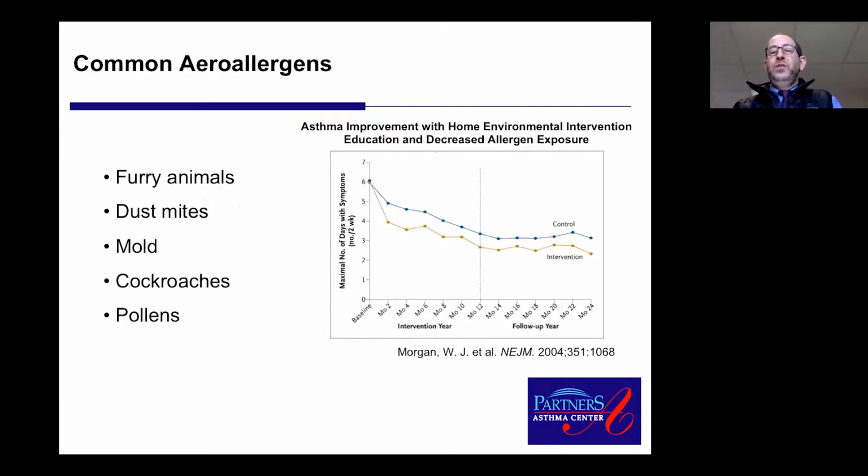So this is data from a study in the New England Journal about asthma improvement with home environmental intervention and education. Here's when the intervention was done, and here's the next year, the follow-up year, and this is the maximal number of days with asthma symptoms over a 2-week period of time. You can see here's the control. By being in the study, everybody got a little bit better. And here's what happens with the intervention. So it actually made things a little bit better.